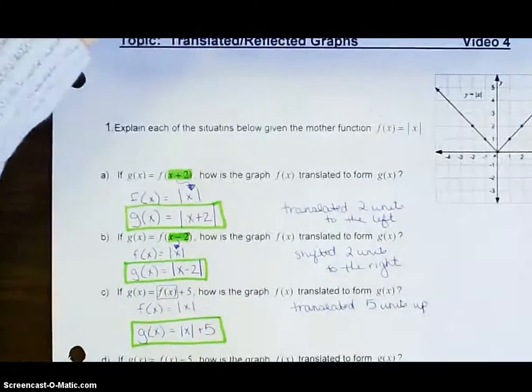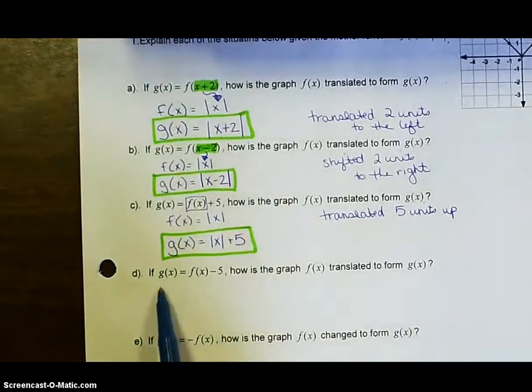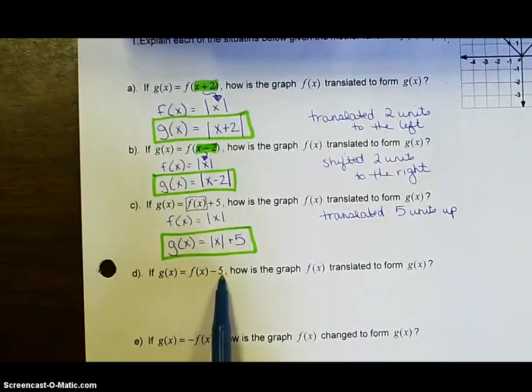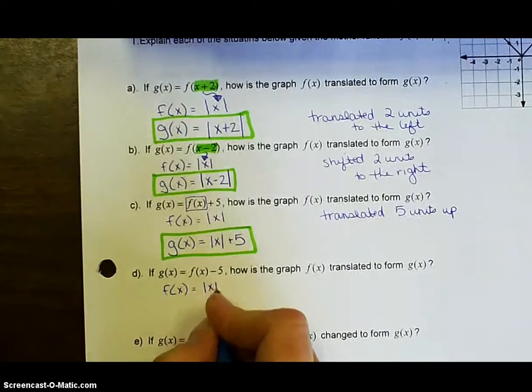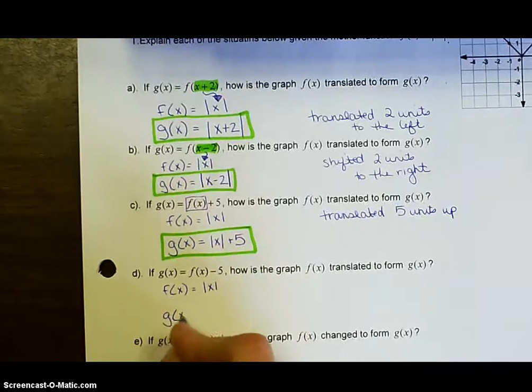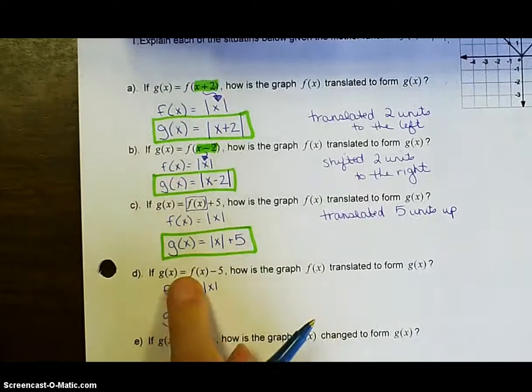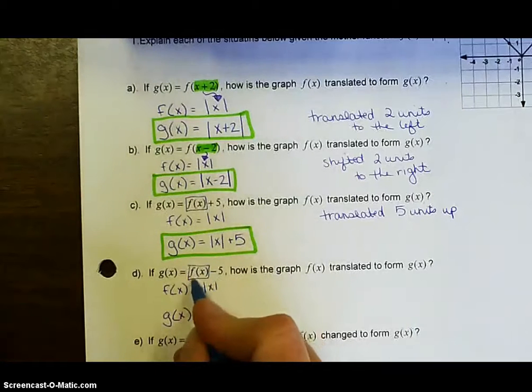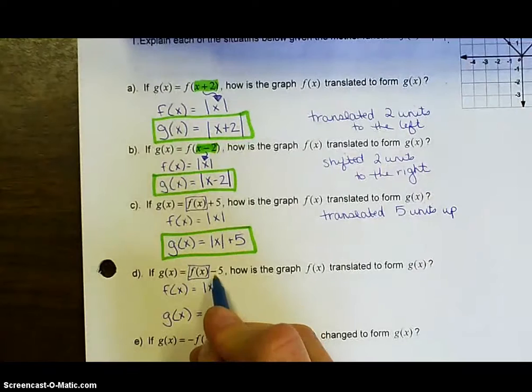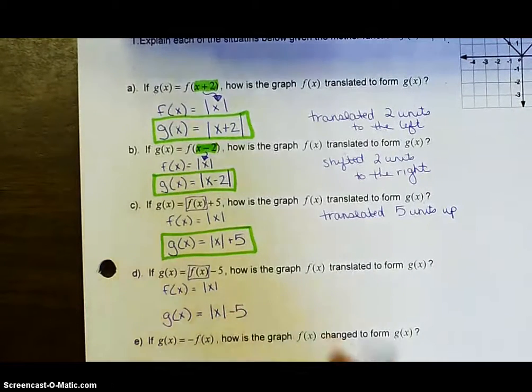All right, so let's take a look now at our next one. If g of x equals f of x minus 5, how is the graph translated to form g of x? Well, first, let's write our function. So f of x is equal to the absolute value of x. Now we have to write our new function, g of x. Now g of x is equal to f of x. We're not changing f of x. We want to keep f of x exactly the same, but what are we going to do to it? We're going to subtract 5 at the end. So that's going to be absolute value of x minus 5. And there's my new function.